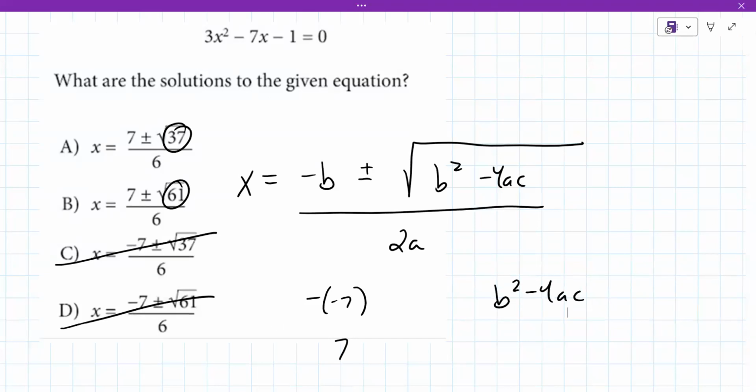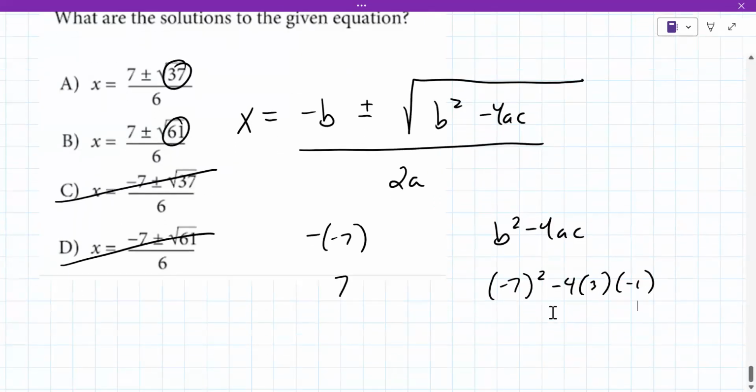Probably what will happen is that you will potentially either make a sign error or not. I think you've done this correctly. Let me just check here. -7 squared minus 4 times 3 times -1. So it's 49 plus 12, not minus 12. 49 plus 12. So it's really easy to get that sign wrong.